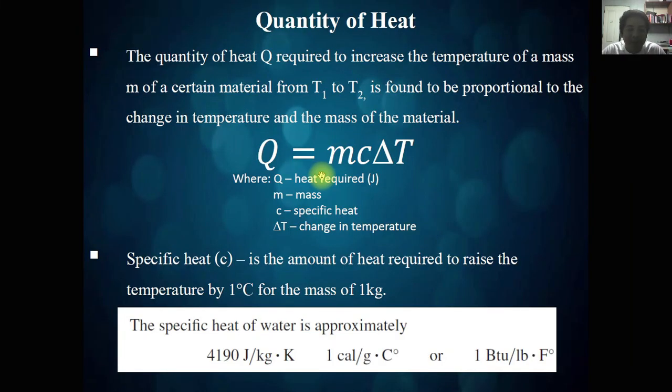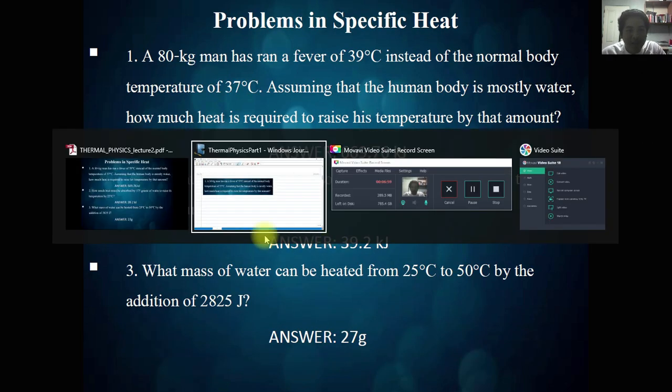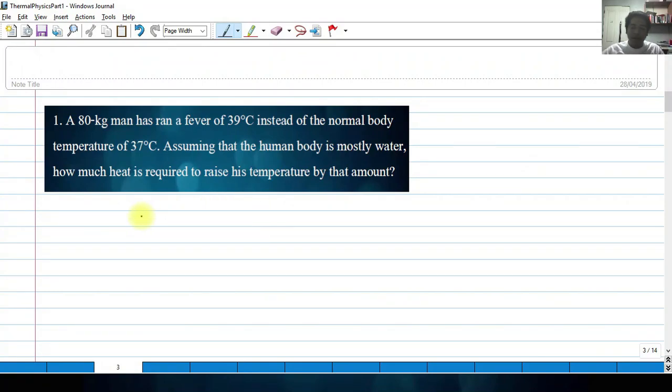So we have here the approximate specific heat of water in terms of calories: 1 calorie per gram degree Celsius, or in BTU, that's 1 BTU per pound degree Fahrenheit. Let's have some problems using Q equals MC delta T. So let's have this problem. An 80 kilogram man has run a fever of 39 degrees Celsius instead of the normal body temperature of 37 degrees Celsius. So from there, the given is the mass of 80 kilograms.